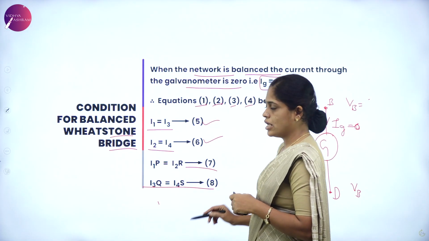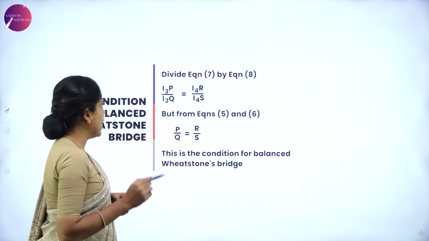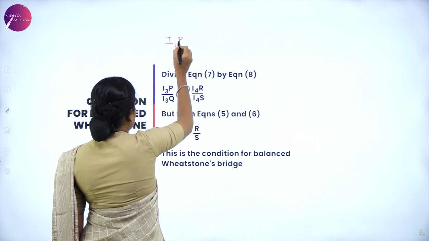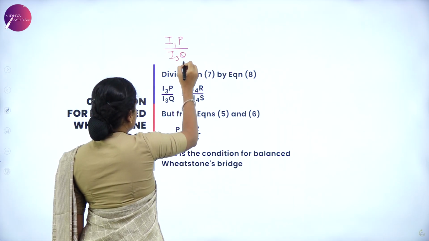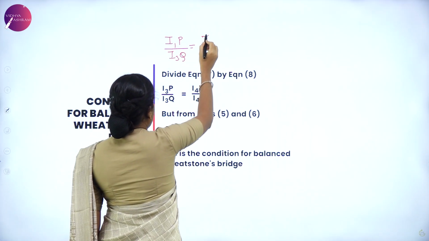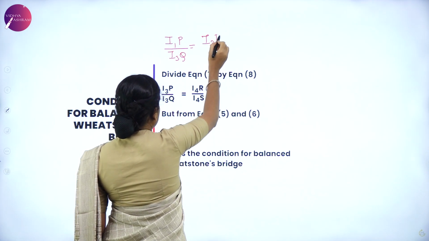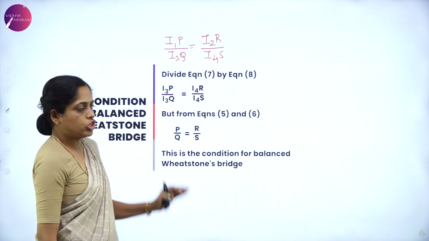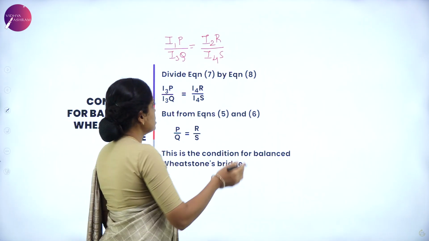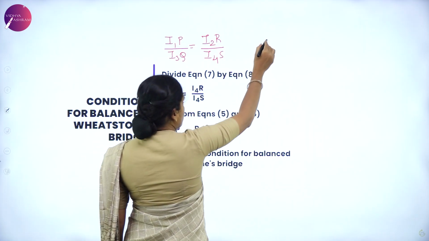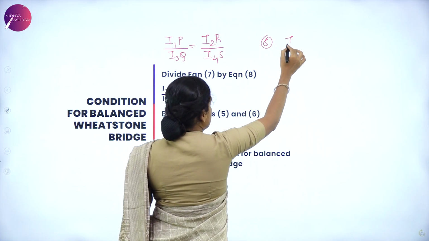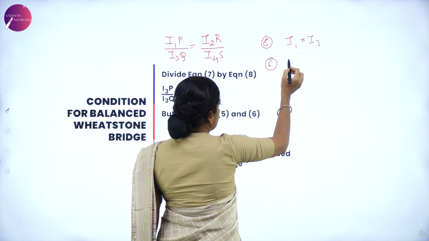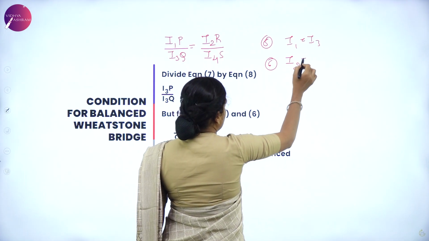Now in this, let us divide equation 7 by 8. Equation 7 is I1P by I3Q, which is equal to I2R divided by I4S. To this equation, let us use equation 5 and equation 6. What is equation 5? Equation 5 is I1 is equal to I3. And what is equation 6? Equation 6 is I2 is equal to I4.